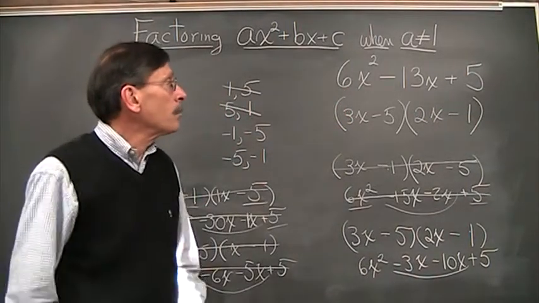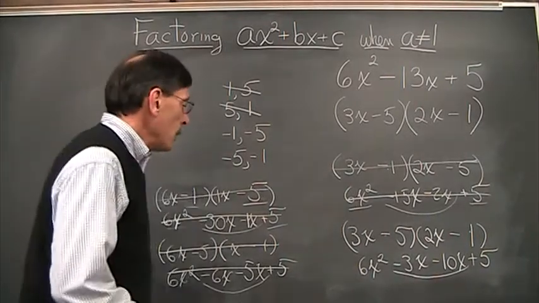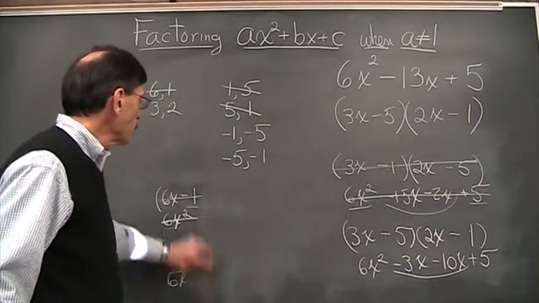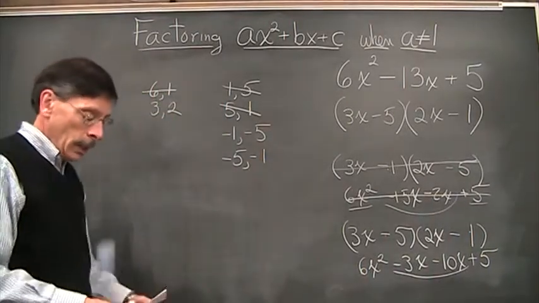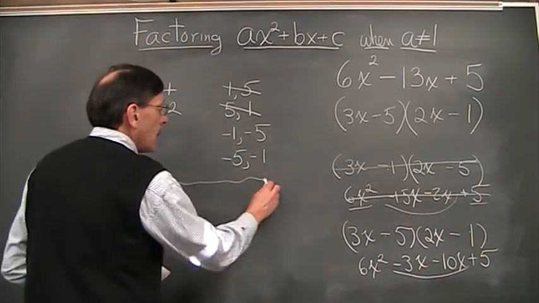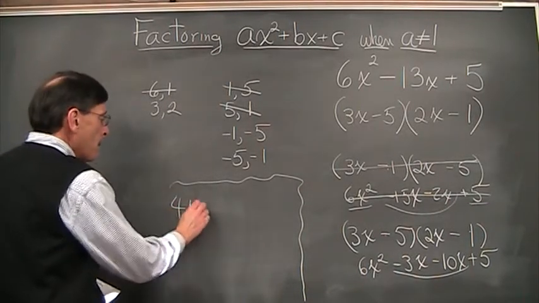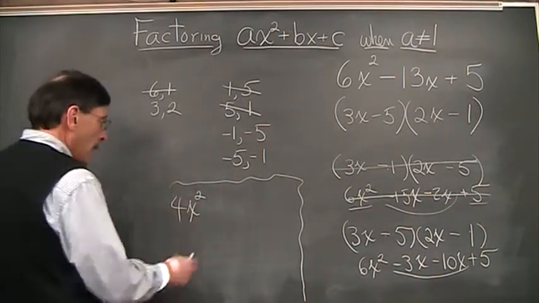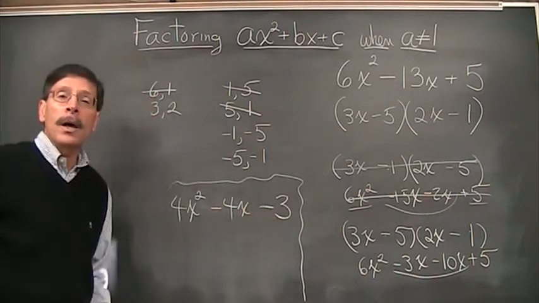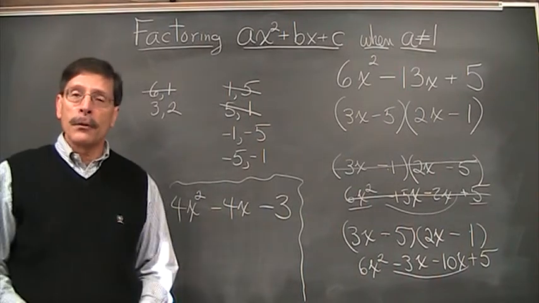And I urge you to run through the FOIL check yourself. I would like for you to try one. So let's see you try the following. Factor 4x squared minus 4x minus 3. Pause the video, come up with your answer, and when you're ready for a check, turn the video back on again.